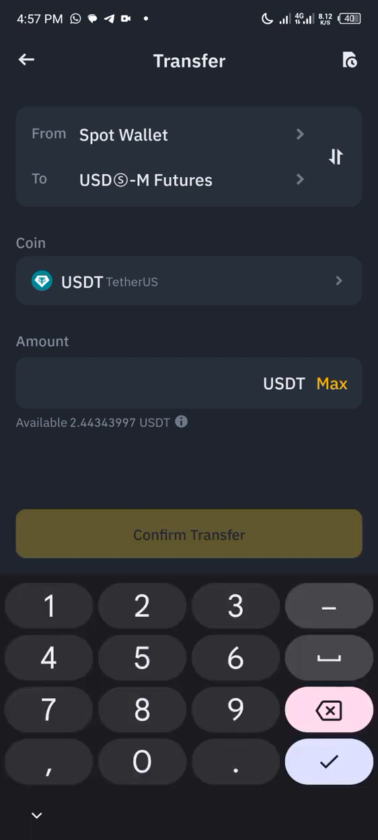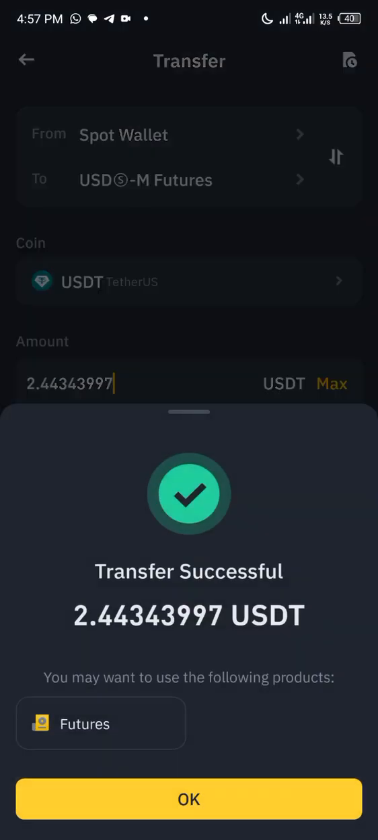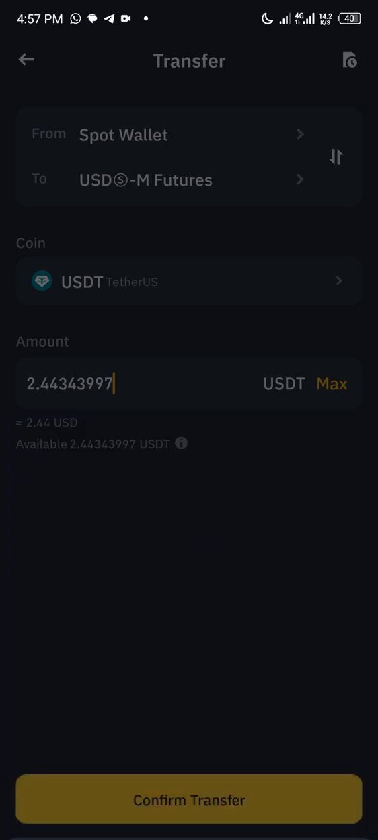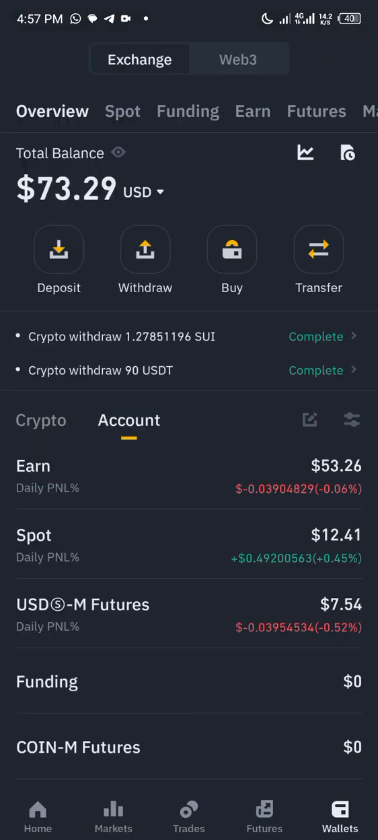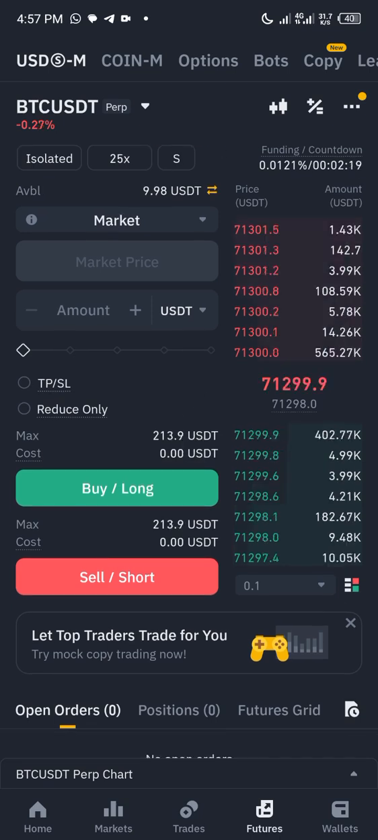So assuming I want to transfer everything from my spot wallet, I'll only click on max. Then after clicking on max, I'll click on confirm transfer. So transfer is successful now. I'll just click on OK. So let me go back to my futures wallet. As you can see, my balance has increased to $9.98, approximately $10 or 10 USDT.